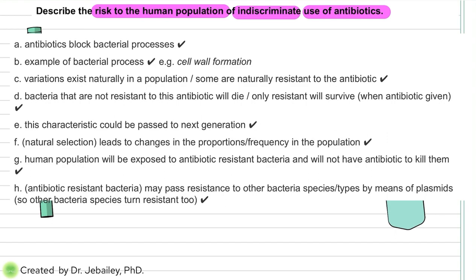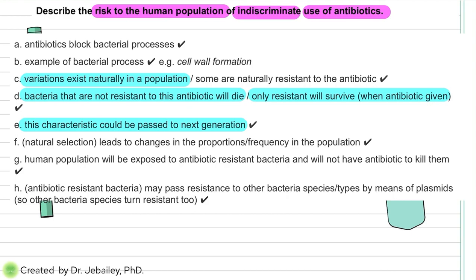Look how the mark scheme can match with the previous one. So let's see, where is this? Variation exists naturally in the population. That was in the previous mark schemes. Bacteria that are not resistant to the antibiotic will die. Only resistant ones will survive. This characteristic could be passed on to the next generation. Like I said, the one that has the best trait moves on. Natural selection leads to a change in the proportion, the frequency. So this is where you say the frequency is changing in the population, a new evolution is happening.